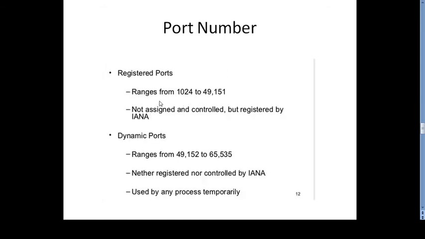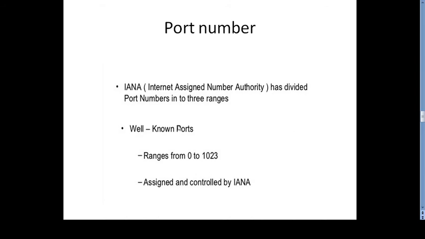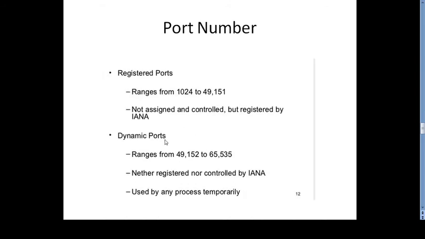Then registered port numbers range from 1024 to 49151, not assigned and controlled but registered by IANA, the Internet Assigned Numbers Authority. Then dynamic ports range from 49152 to 65535. They are neither registered nor controlled by the Internet Assigned Numbers Authority, and can be used by any process for temporary purposes. So these are the port numbers.